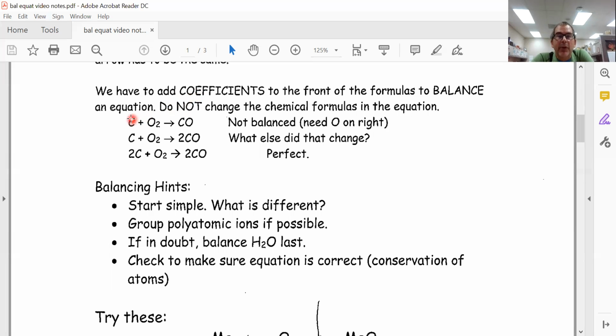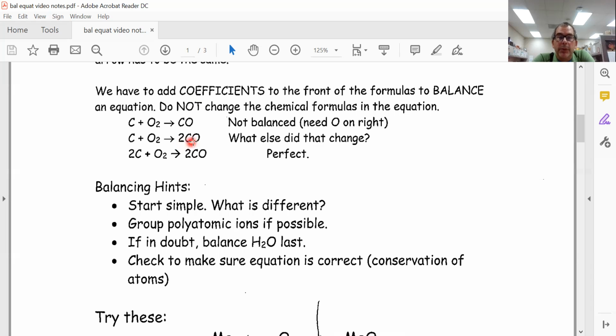Now I have carbon plus oxygen, which is O2, it travels in pairs, forms carbon monoxide. So this is a different chemical reaction because carbon monoxide is different than carbon dioxide. So we've got carbon plus O2. Now I look at it, what's different? Well, 1 carbon, but I have 2 oxygens here, so I need 2 oxygens here. I can't just put a 2 down here as a subscript because I don't want to change the formula, but I can put a 2 out in front.